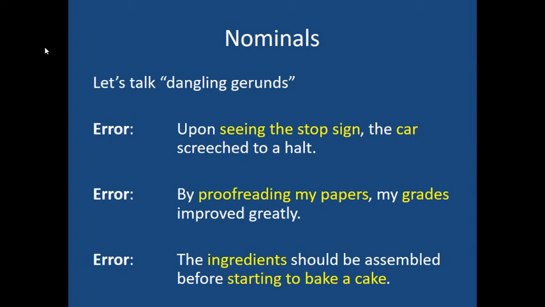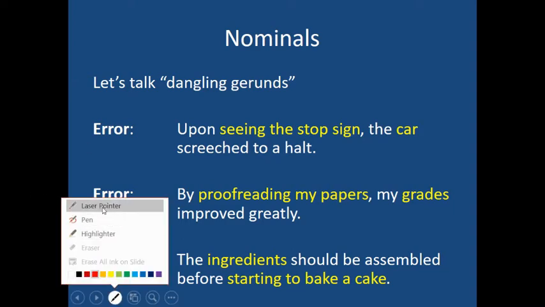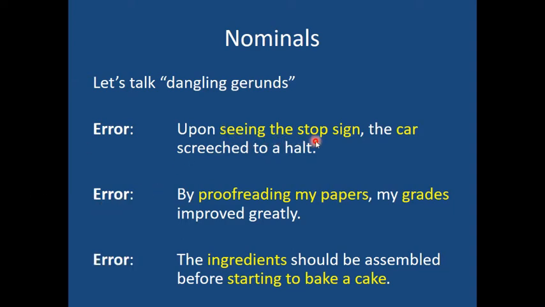So if I look at this first error sentence, which says, "Upon seeing the stop sign," well, my gerund is "seeing the stop sign." But my subject is the word car. The subject of the sentence, car, has to do all the actions in the sentence. So the car moving forward is screeching to a halt. That's great. Going backward, can the car see the stop sign? It can't. And therefore, that's a problem.